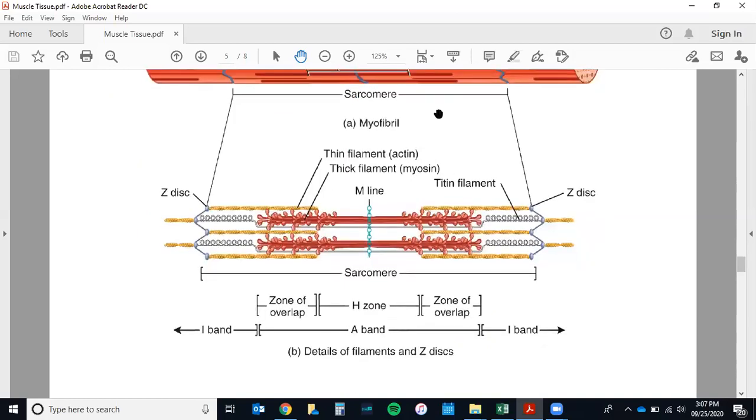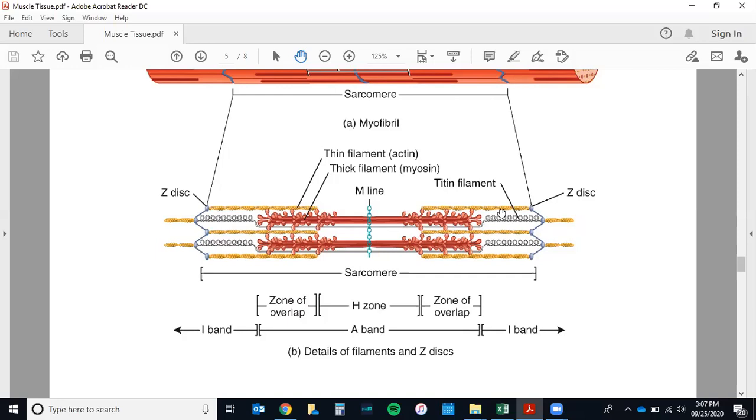There is a third filament that we'll talk more about on the next slide, so that will be in the next video. We call this titin. It's a type of protein that gives special properties to our sarcomeres and therefore our muscles. But we'll get into titin a little bit more in the next video.